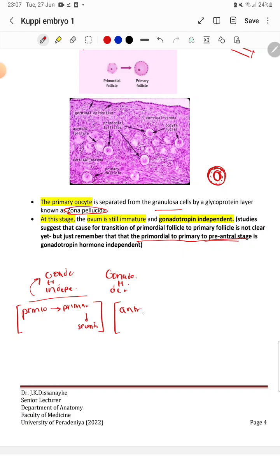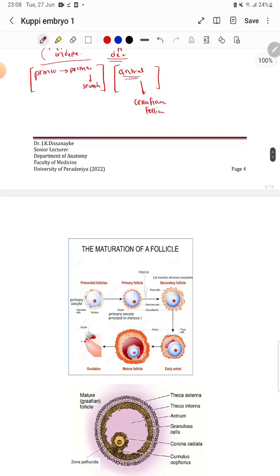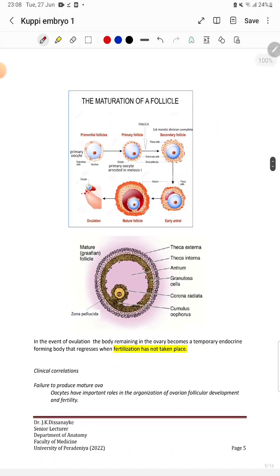But after the antral stage, the post-antral stage, all the way till the Graafian follicle, I believe, is dependent on the gonadotropin hormone. So just in case they ask an MCQ, mention that the primary oocyte stage, the primary follicle stage, the primordial follicle stage, those stages are gonadotropin independent. So that's what I wanted to talk about.